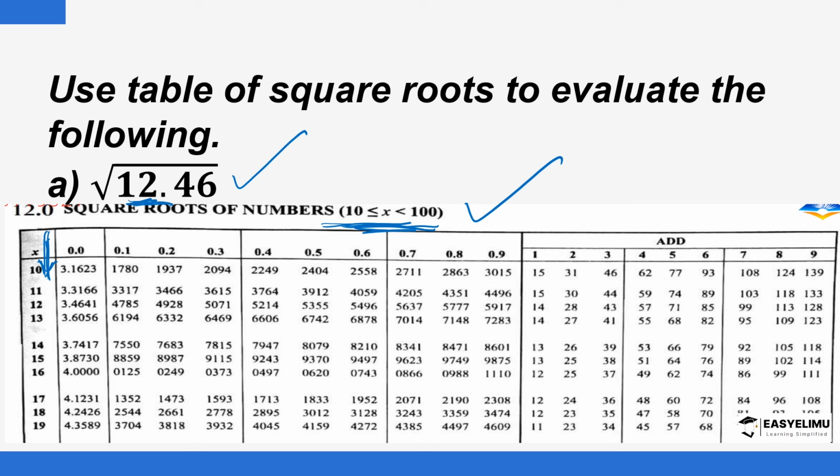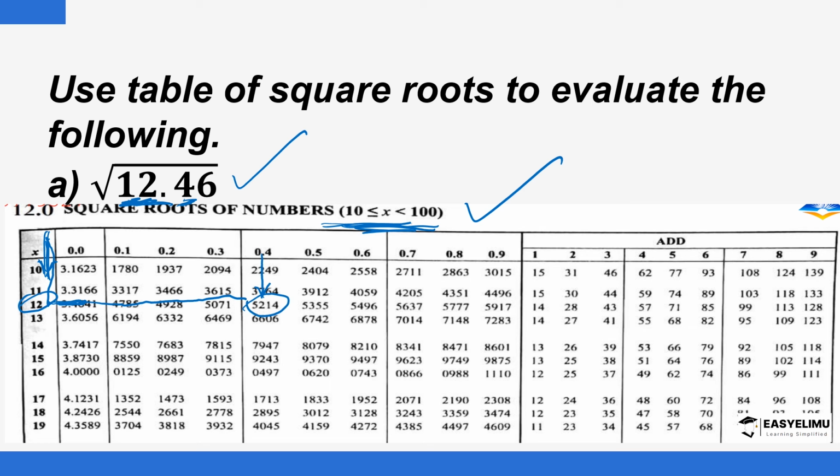So the first two digits you still check from the column headed X. So you move all the way up to number 12. You can see 12 is here. And then you move across that row until you get to the column headed by the next digit, which is 4. That is the main column. So 4 is here.